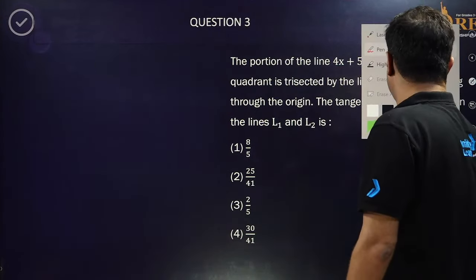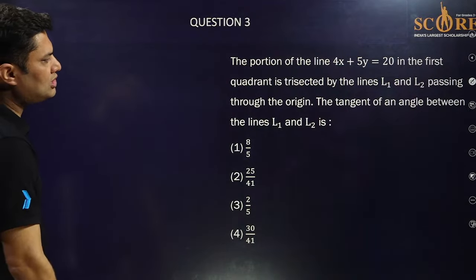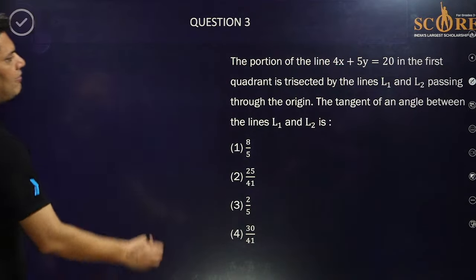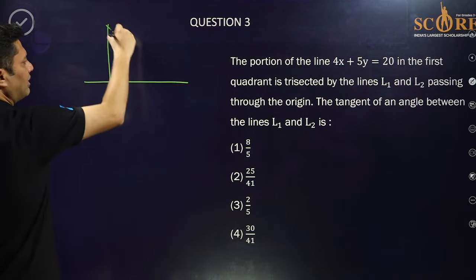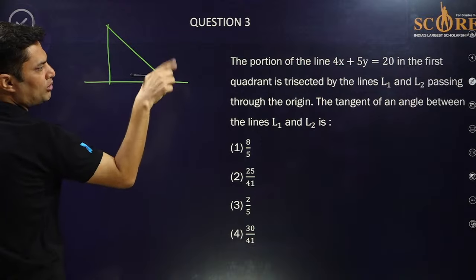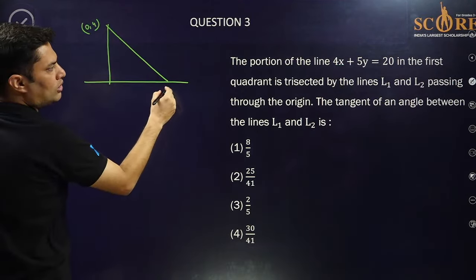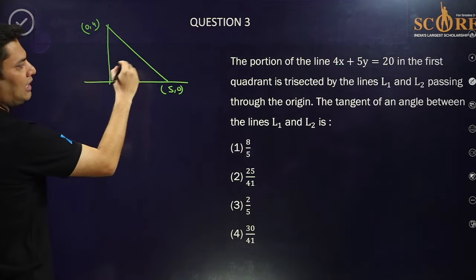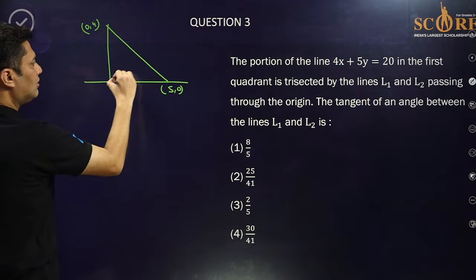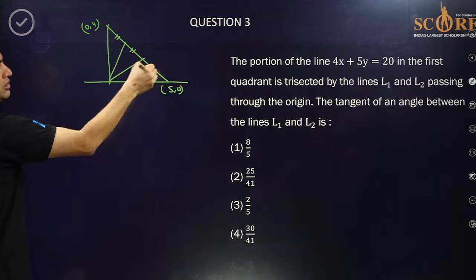The next question says the portion of the line in the first quadrant is trisected by the lines L1 and L2. Trisected means divided into 3 equal parts. For the portion of the line, if you put x equal to 0, this is 0, 4, and if you put y equal to 0, this is 5, 0. Trisection means the portion of the line is cut by L1 and L2 passing through the origin, so this equals this equals this. This is called trisection.